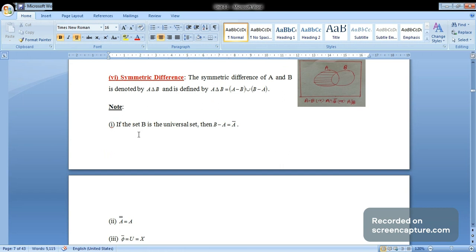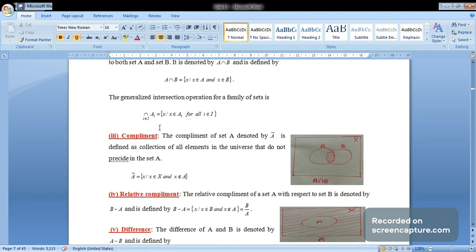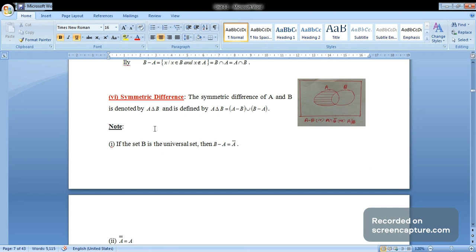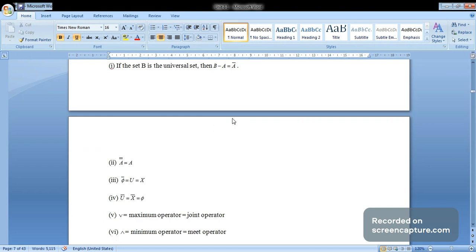Here we also know some notations. These definitions are union, intersection, complement, relative complement, difference and symmetric difference. Definitions are completed. Okay, next note. If the set B is the universal set, then B minus A equals A complement.